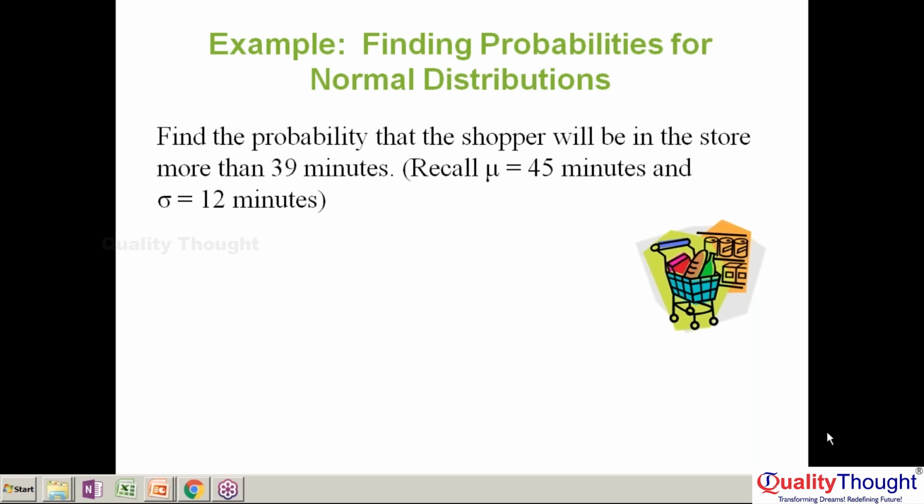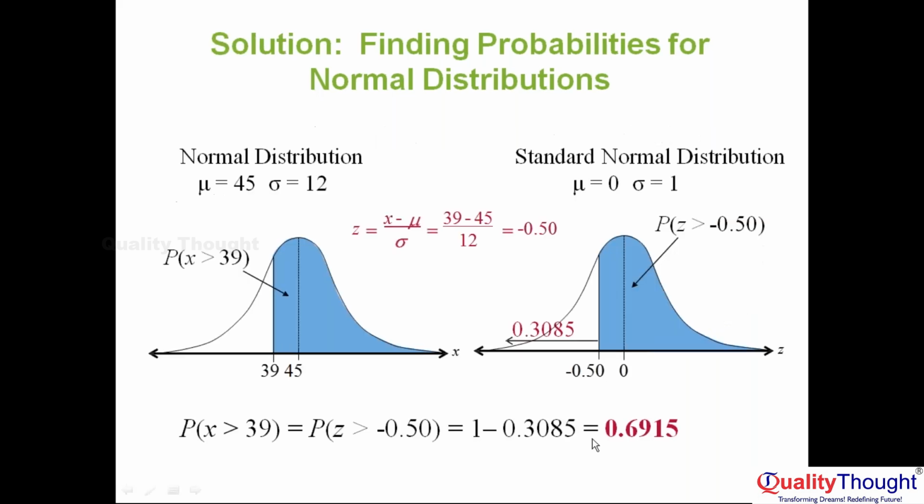So now let us see the answer. Take a look. So here you go. 0.6915 is the right answer, which is 69.15 percentage. Very simple.